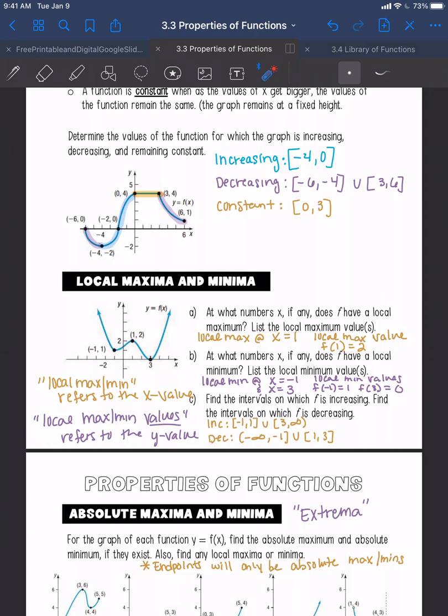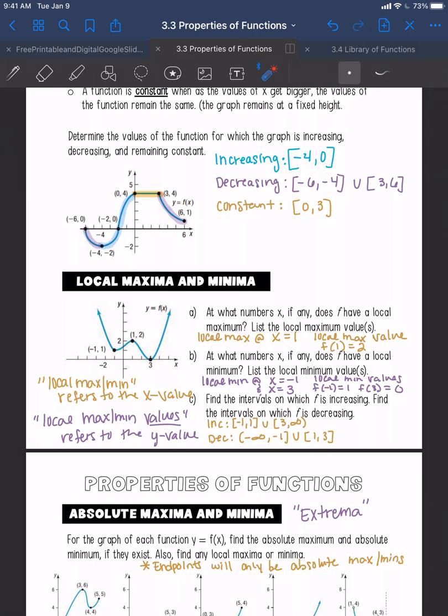Part B asks for the local minimum. There's 2 of them, so as I follow this along, I got my little valley here. So at x equals -1, and then again at x equals 3, these would be our two local mins. And then the local min values then, when x is -1, y is 1. When x is 3, our function is equal to 0.